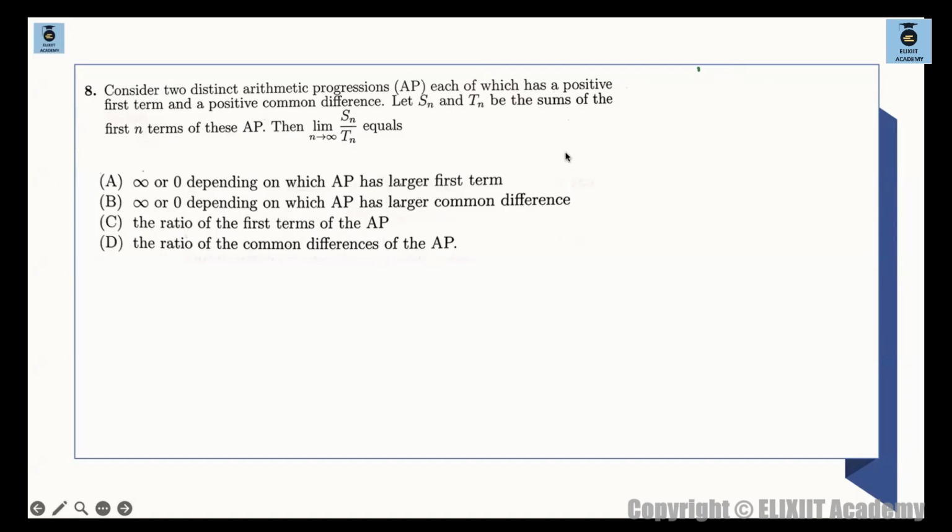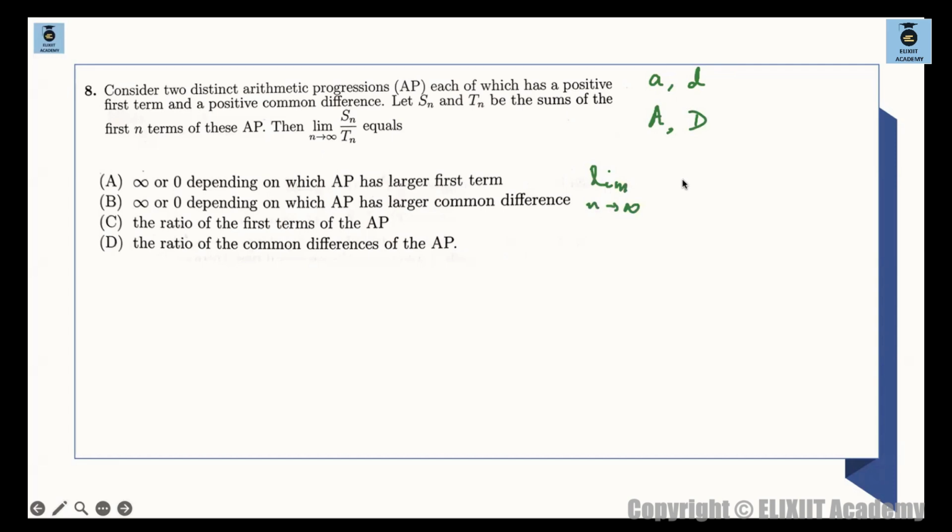A very simple question. You consider two APs and you find out their Sn and Tn, which is the sum of the first n terms, right? So let's say I consider the first AP. First term is a, common difference is small d, let's say. And the second AP has first term capital A and common difference capital D, let's say. And they are asking you to find limit n tends to infinity Sn divided by Tn.